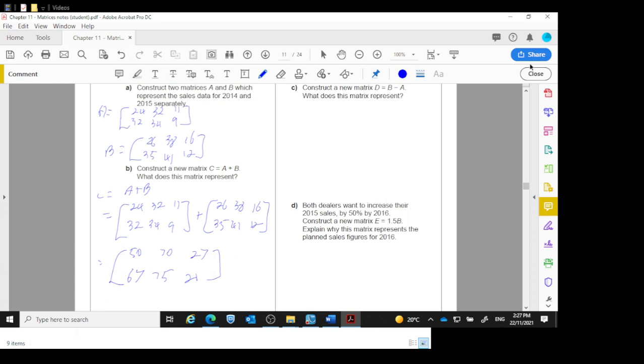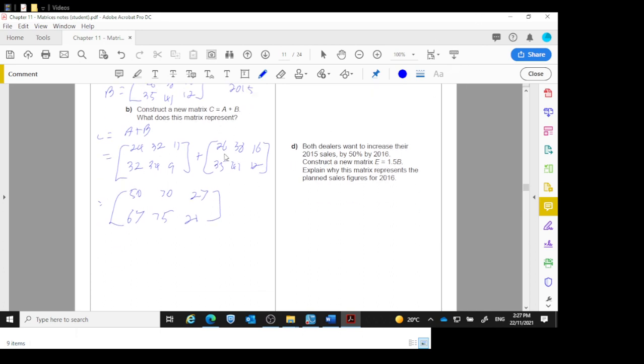Now, if we look at it, we are adding 2014, because this was the 2014, and this was the 2015. We're adding up 2014 and 2015 sales for the two dealers. So that's what it represents. So write: matrix C represents total sales for 2014 and 2015 for two dealers. Because that's what we're doing there.